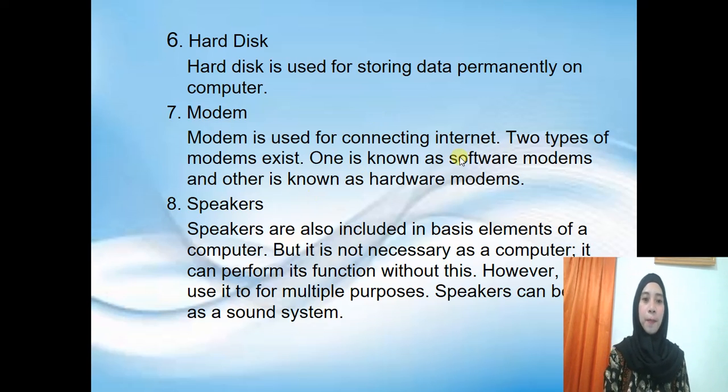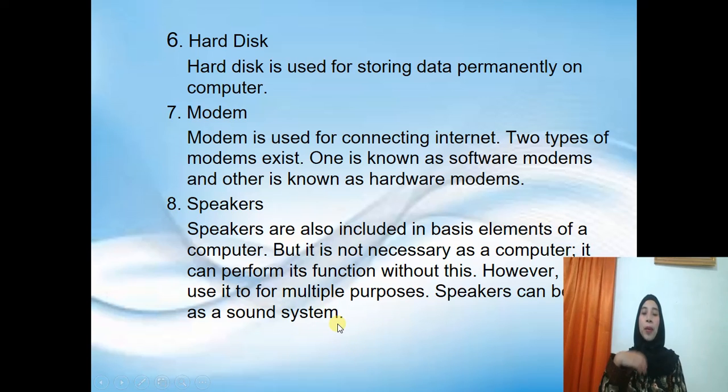Okay, we will read the definition. Speakers are also included in basic elements of a computer, but it is not necessary as a computer. It can perform its function without this. However, we use it for multiple purposes. Speakers can be said as a sound system.